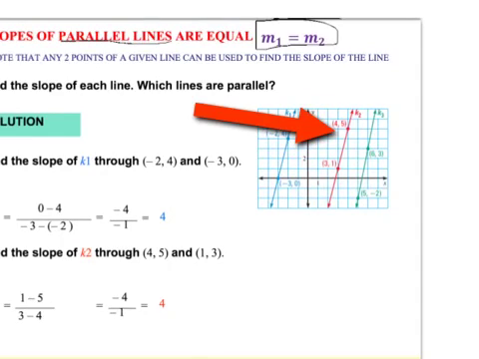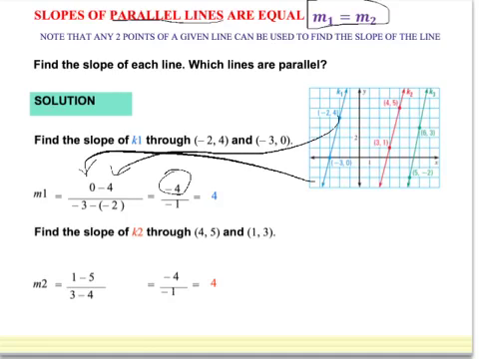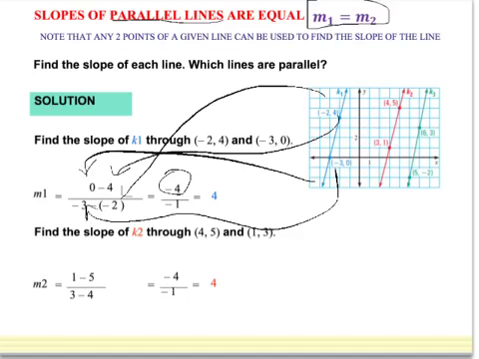y of 2 minus y of 1 is negative 4. Now let's do the difference in the x-coordinates. Negative 3 minus negative 2 is negative 1. So the slope for line K1 is 4.